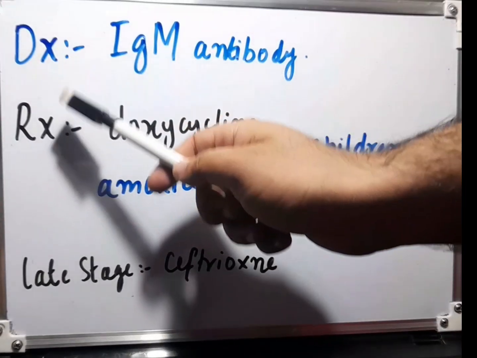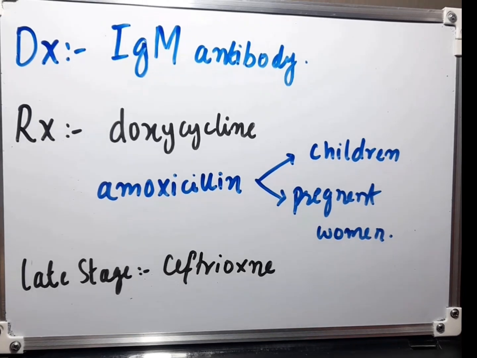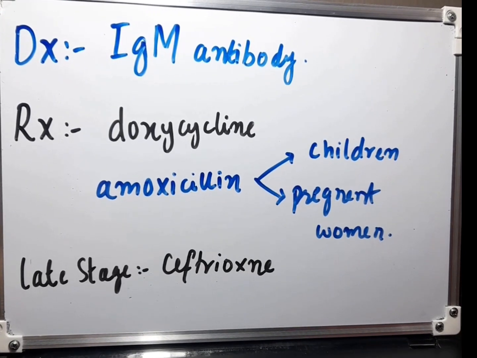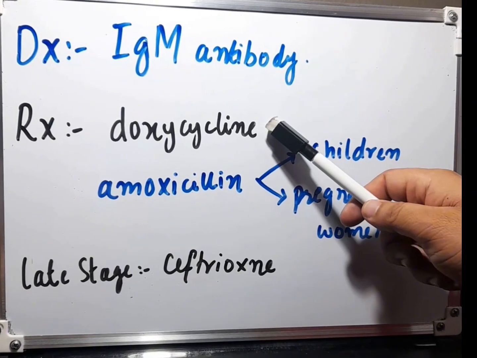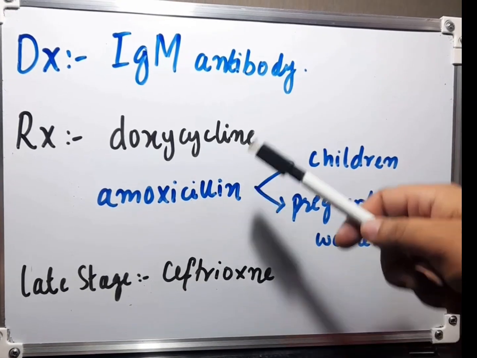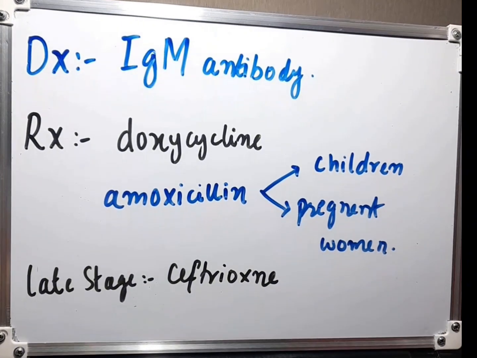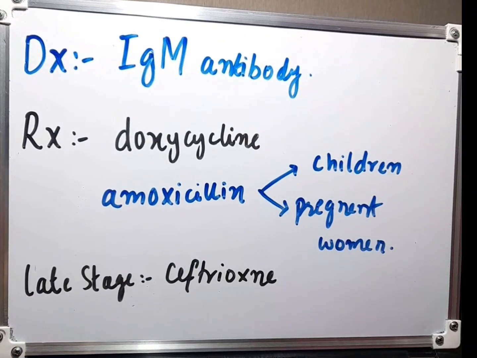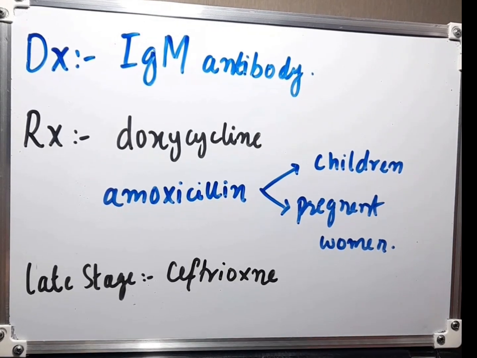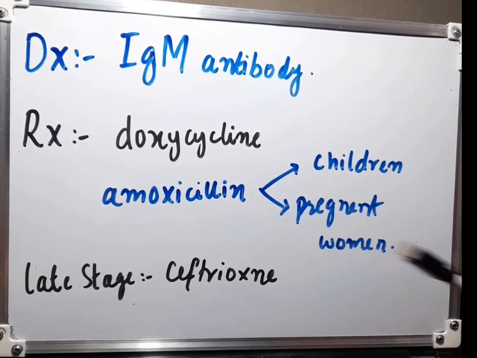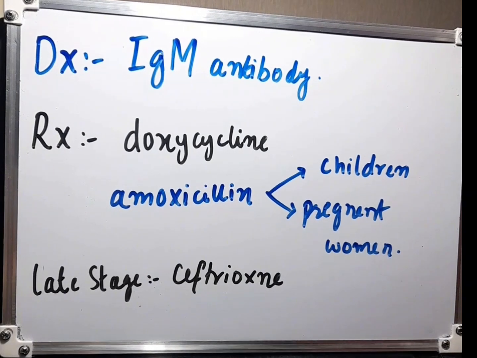The diagnosis and the treatment. The diagnosis can be achieved by the IgM antibody in the blood, and the treatment can be achieved by giving tetracycline, doxycycline, and amoxicillin. Doxycycline should be avoided in children and pregnant women because it is contraindicated and has teratogenic effects for children and pregnant women. Amoxicillin is safe to use. And at the late stage, we can use ceftriaxone, a third generation cephalosporin.